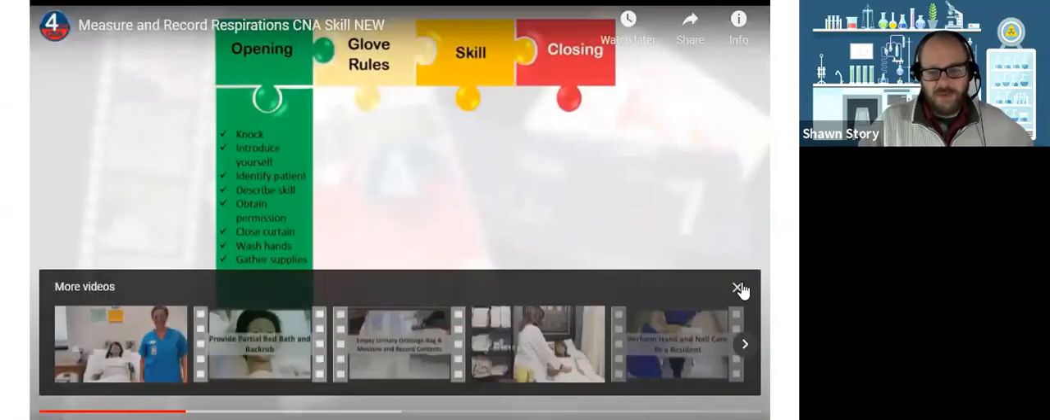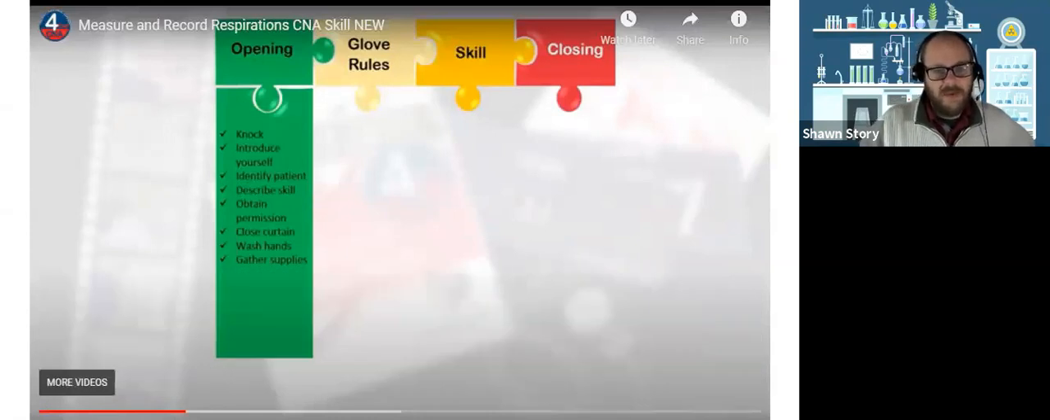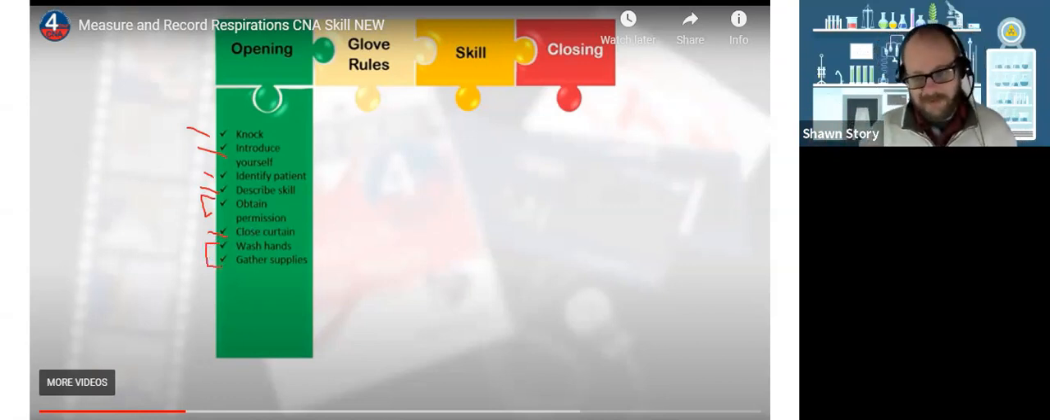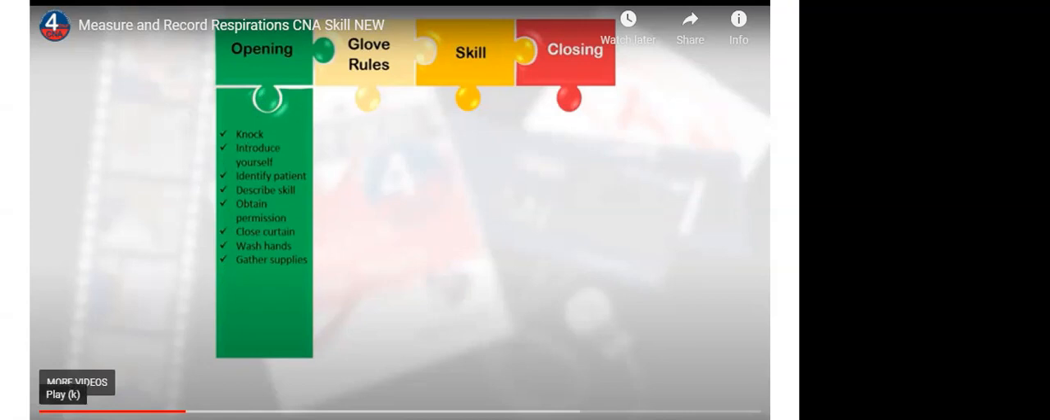All right, so here's what we do at the very beginning. We come in, we knock, introduce ourselves, identify: hello, Mrs. Jones. Describe what you're going to do: today, I need to measure your respiration. You get them to say yes. You close the curtain for privacy. You then say, let me go wash my hands and get all of my supplies. Wash your hands and grab the supplies. Are we good so far? So far, good.